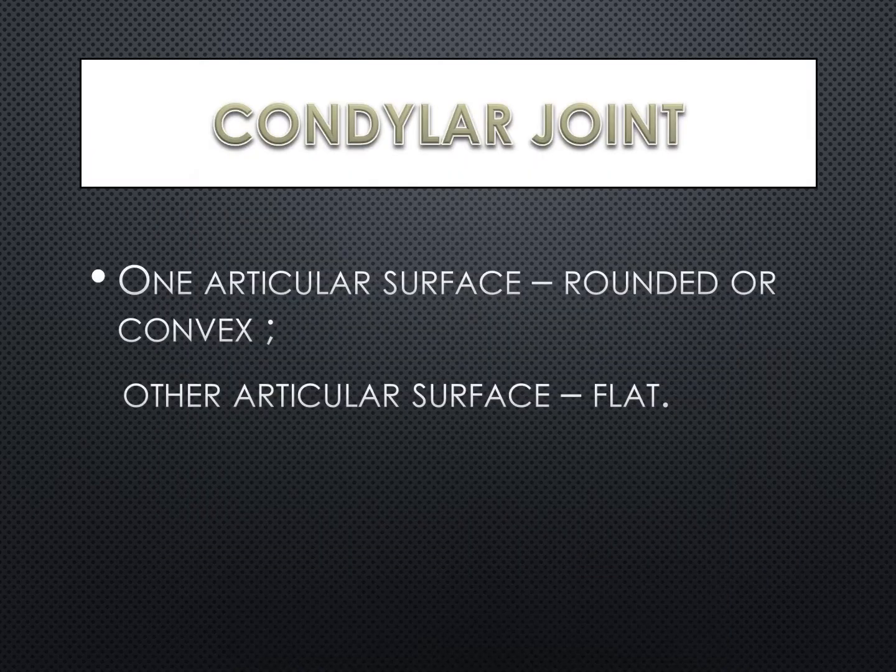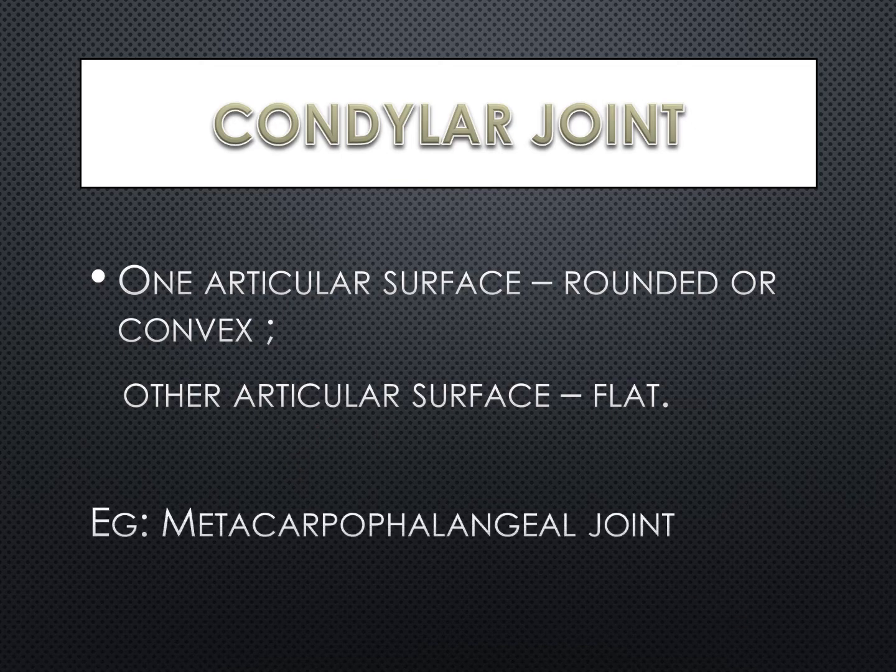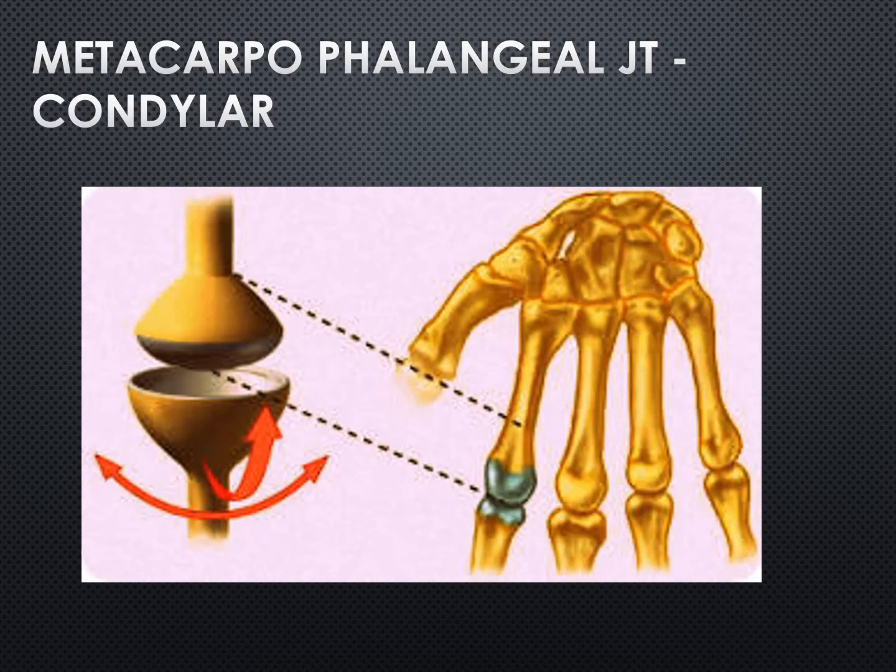The next variety is condylar type of joint. Here one of the articular surfaces is rounded or convex and the other articular surface is flat. Example for this is the metacarpophalangeal joint. Now let us look at the metacarpophalangeal joint. These are the metacarpal bones and these are the phalanges. So the joint between these is the metacarpophalangeal joint. Here you can see one of the articular surfaces is rounded and it is convex, and the other articular surface is flat.